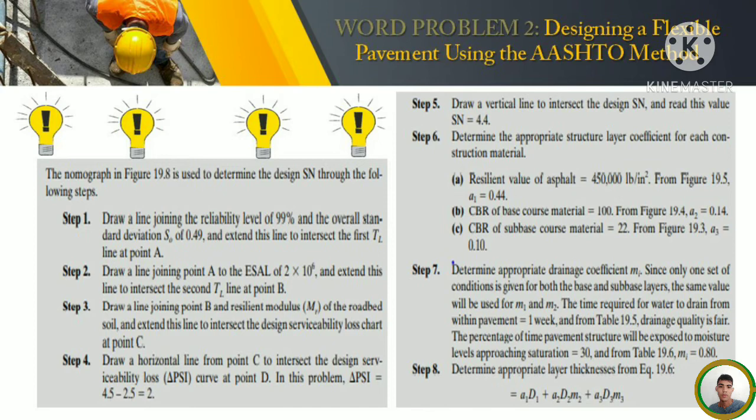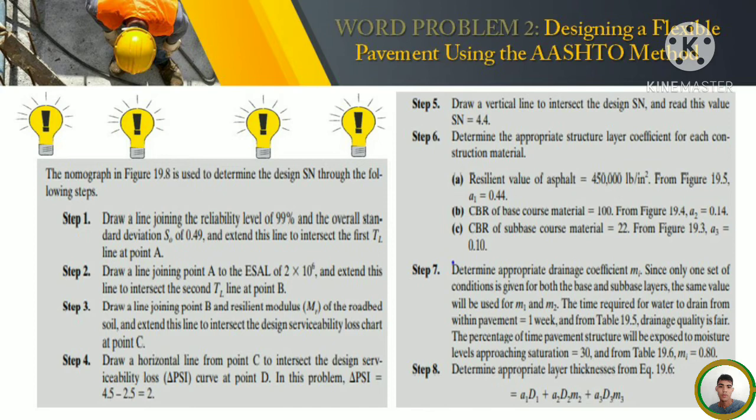Step 4, another drawing, this time a horizontal line from point C to intersect the design serviceability loss, or the change of PSI curve, at point D. In this problem, the change of PSI is equal to 4.5 minus 2.5, which is equal to 2. So let's move on to the next step, step 5. We need to draw a vertical line to intersect the design SN and read this value.